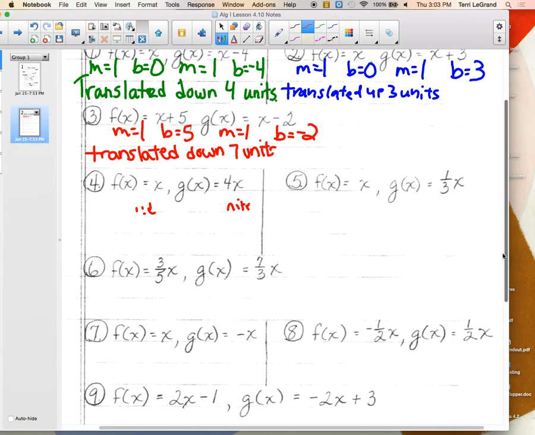Okay, let's move on to number 4. What's the first thing you're going to do? Identify the slope and the y-intercept in each of the functions.